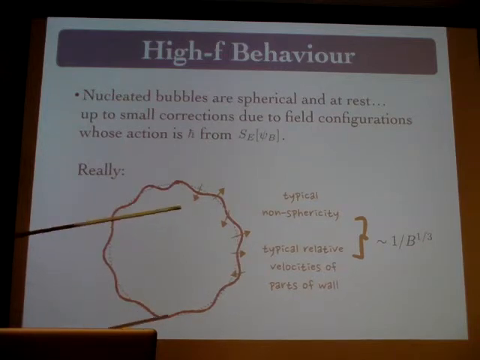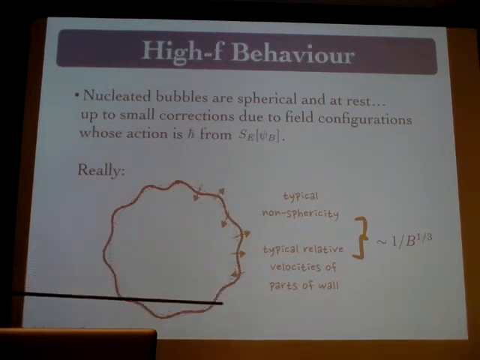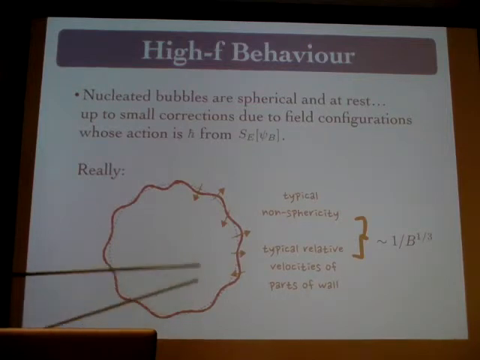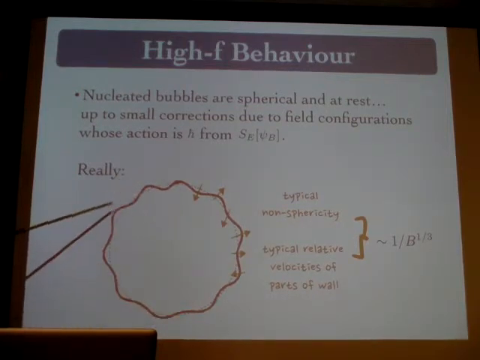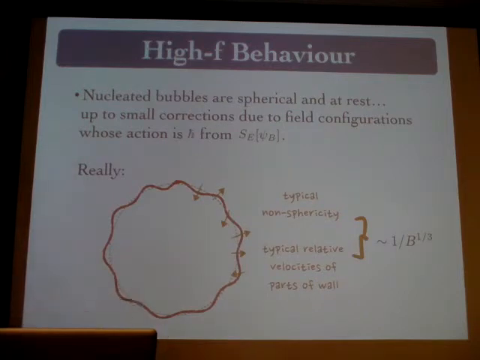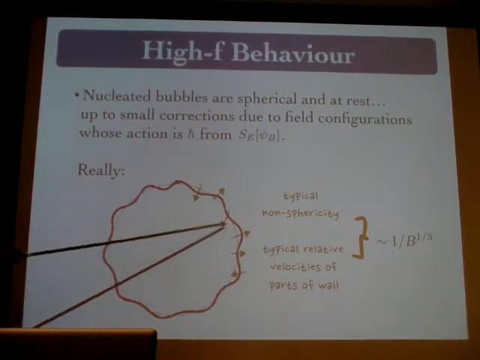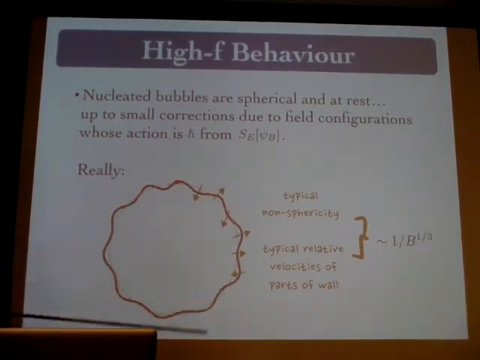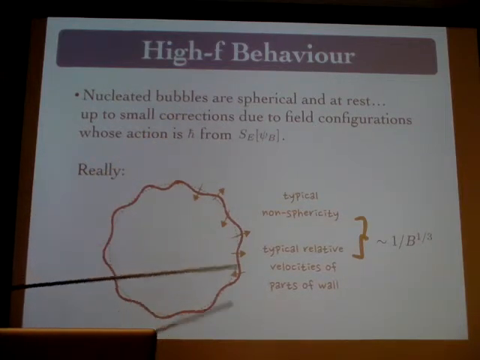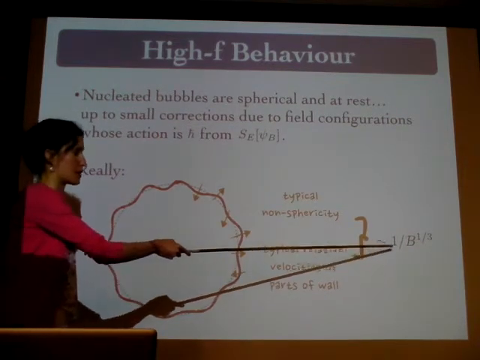But when you compute this path integral, you're summing over an infinite number of paths, and the bounce is only one of them. So what really is going on when you nucleate one of these bubbles is that the solution is roughly spherical, but then you have quantum fluctuations on top of it that will break the sphericity of the solution. These will have some typical non-sphericity size and also some typical relative velocity compared to other parts of the wall. In the case of a non-thermal transition, this typical deviation from sphericity is of this size, 1 over B to the 1/3.